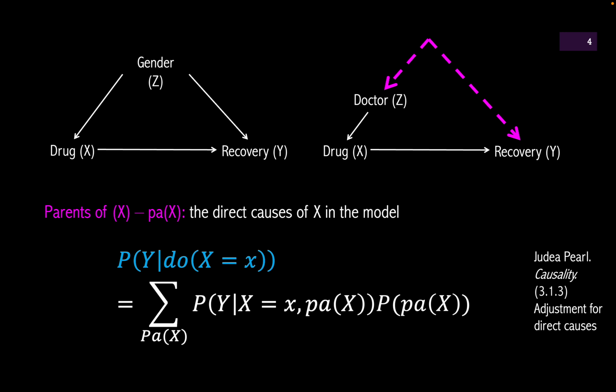It states that the probability of y given an intervention setting x to x is a sum of the observational probabilities of y given x and its parents, weighted by the probabilities of its parents. It reflects that once you condition on x's parents, any remaining probabilistic dependence between x and y is due to the causal relationship. But this is not the only thing going on here.